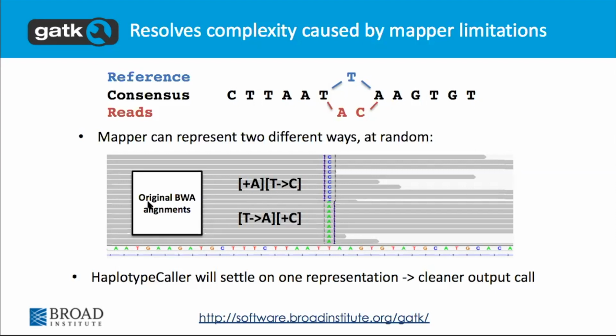You would know there's some kind of variant, but it's inconsistent how it's represented. With the graph assembly process, you will understand that it's a T turning into AC, and the caller will emit one representation. Which one it chooses is not necessarily easy to predict. It depends on the data, but you will have the same representation throughout, and a consistent, clear variant call coming out.